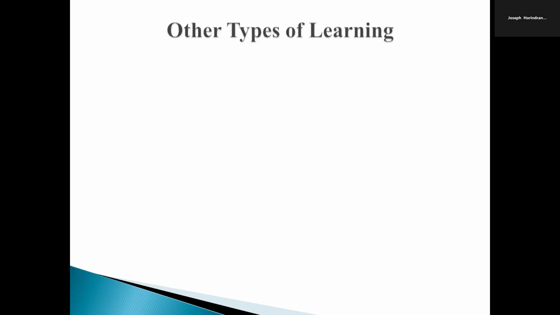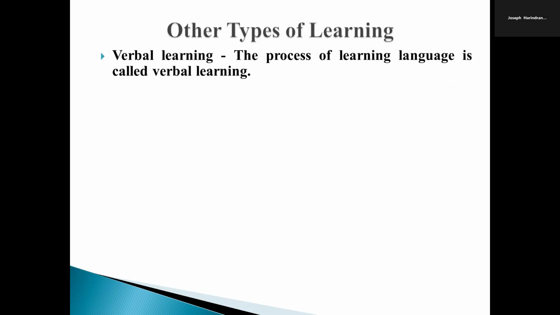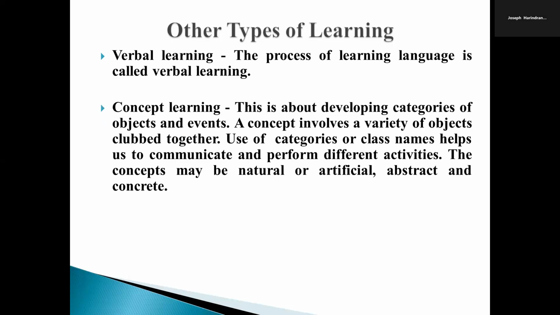Other types of learning: verbal learning. The process of learning language is called verbal learning. Learning a language other than the mother tongue, even learning spoken English, French, German, and other languages, is included in this type of learning. Speech is involved in that learning.